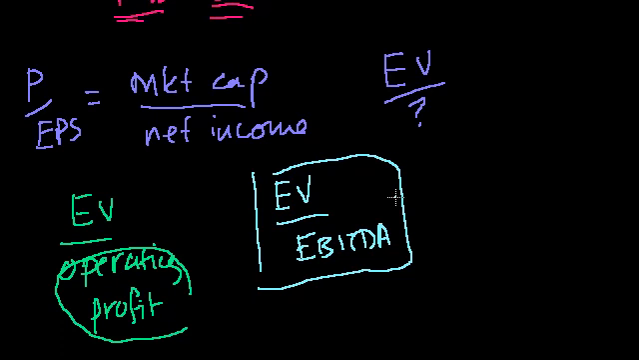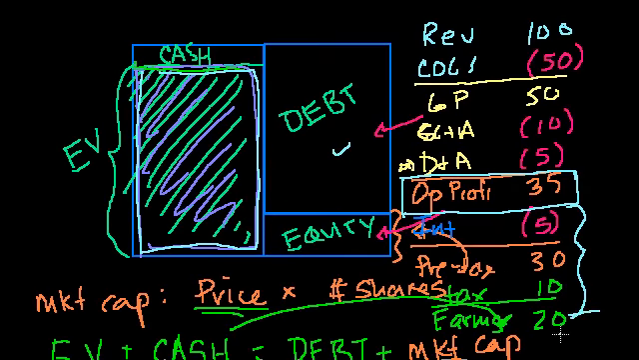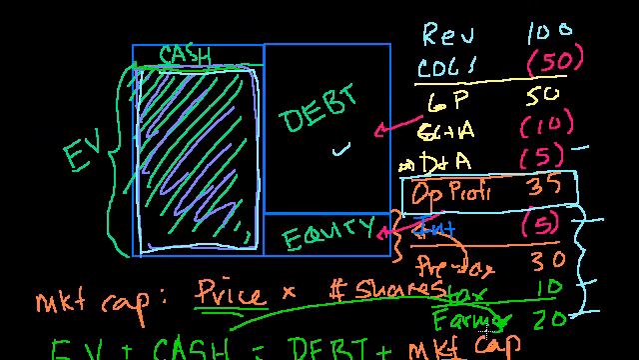EBITDA is earnings before interest, taxes, depreciation, and amortization. So let's see what that would be here. It's before all of this stuff, right? And let's compare that to something we covered before. You have EBITDA, and you have EBIT. EBIT is earnings before interest and taxes. So EBIT is earnings; you add back taxes and interest, you're at operating profit.